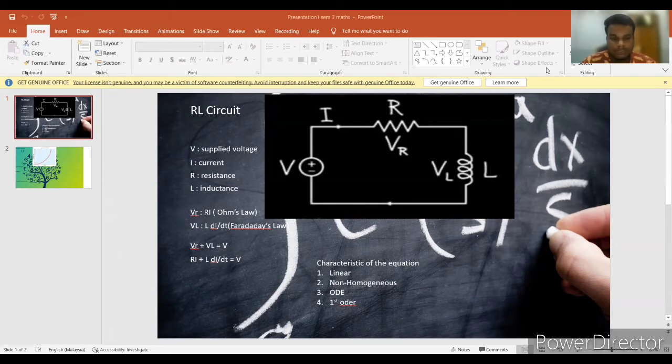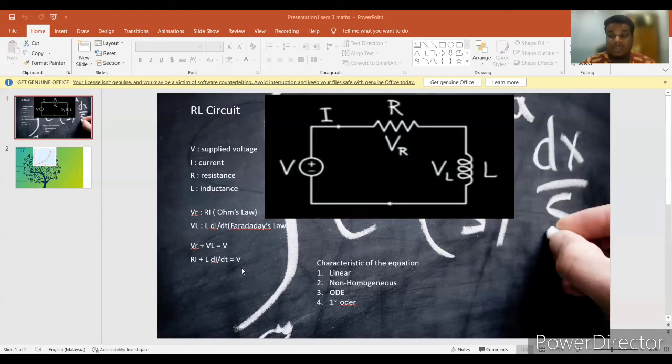So how do we come up with this final equation here, which is Ri plus L di/dt equals V? Based on these two laws, Ohm's law and Faraday's law, we have these basic terms: VR equals Ri, VL equals L di/dt. With these basic terms, we can substitute the terms inside these known laws. With that, we have a final equation, which is Ri plus L di/dt equals V. This is our differential equation for the RL circuit.